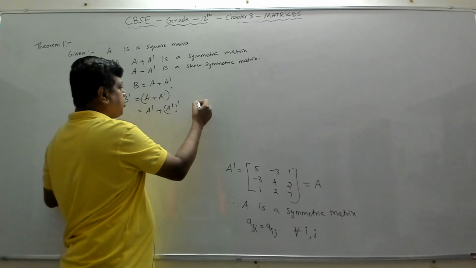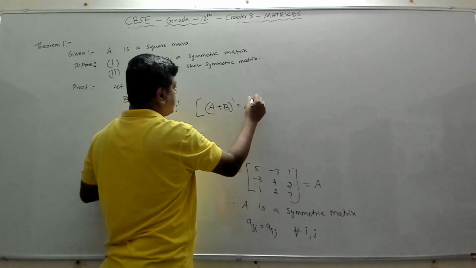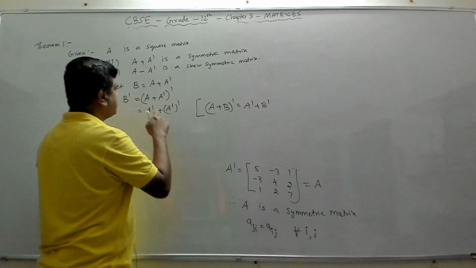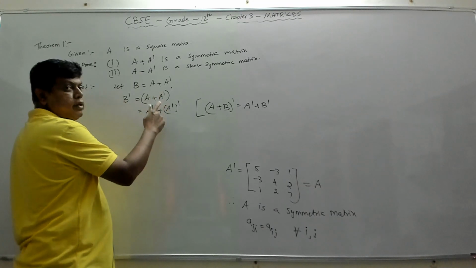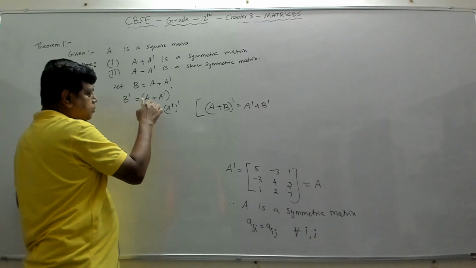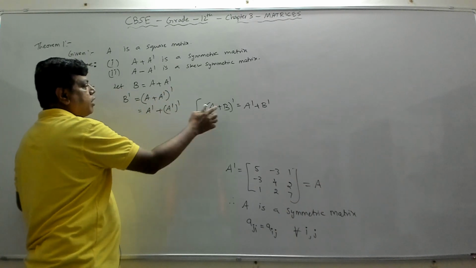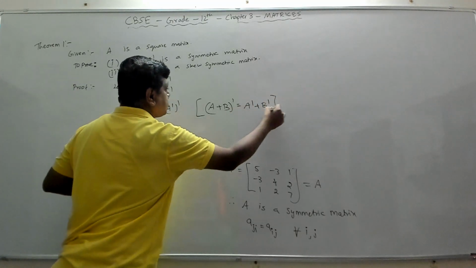And this is because of the property we have that A plus B the whole transpose is the same as A transpose plus B transpose. This is like that, A plus B. You think of this as B. Don't get confused with this B. So A plus B the whole transpose is equal to A transpose plus B transpose, where B is A transpose, so A transpose whole transpose, because of this property. So we are applying this property.